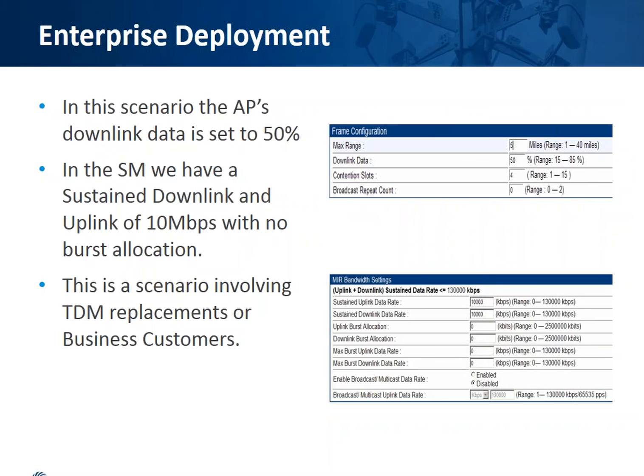So again, we see this typically if you have leased line replacements or providing smaller bandwidth circuits to business customers or campus environments for remote buildings where they don't want any bursts, they just want a constant sustained rate. So this is an example of that provision.